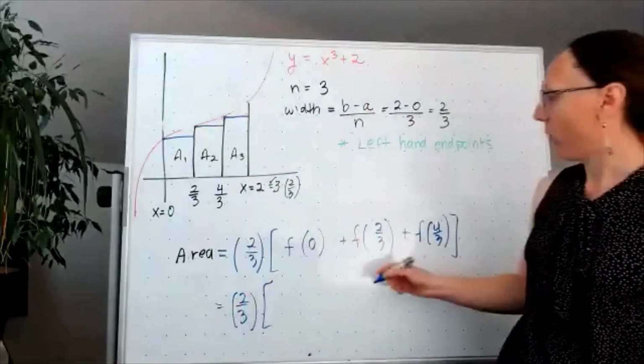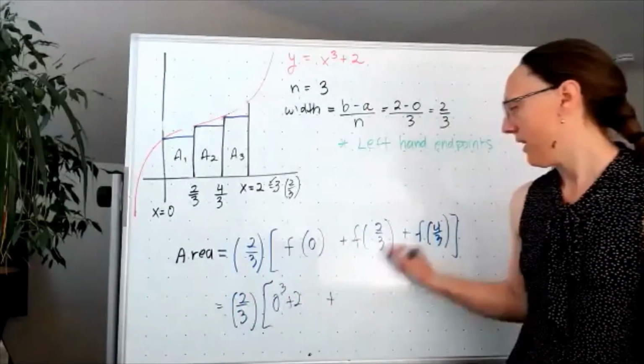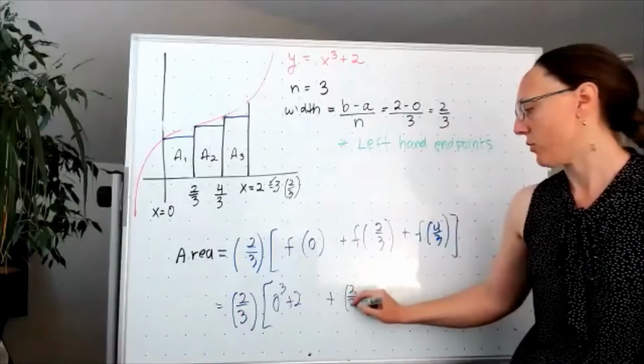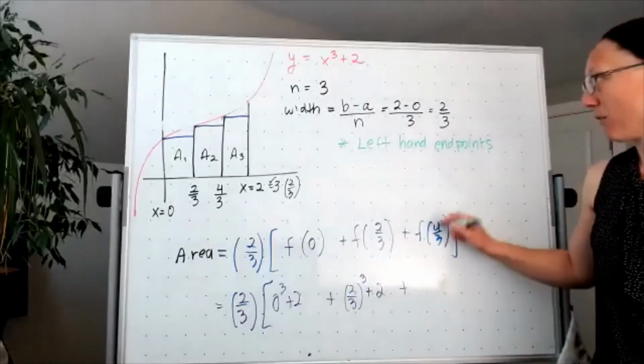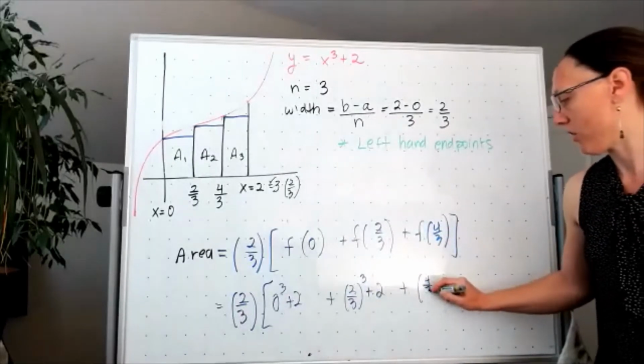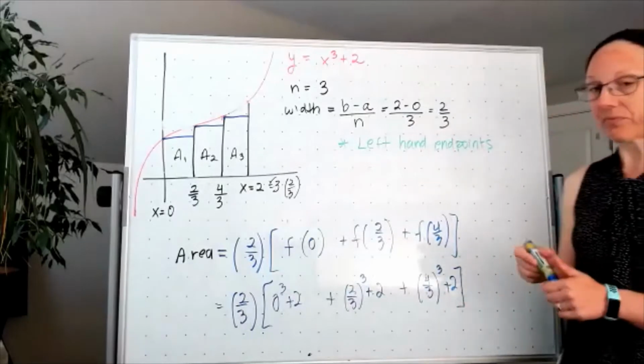The f of 0 is going to look like 0 cubed plus 2. F of 2/3, I'll have 2/3 cubed plus 2. And then f of 4/3, 4/3 cubed plus 2.